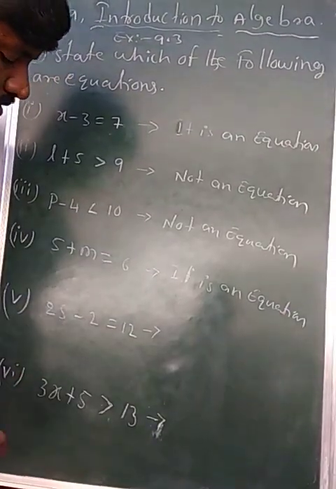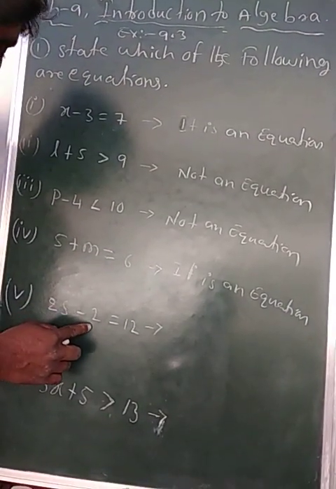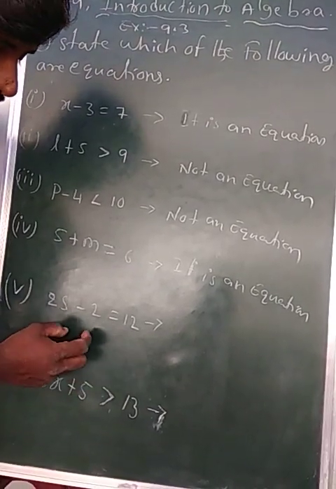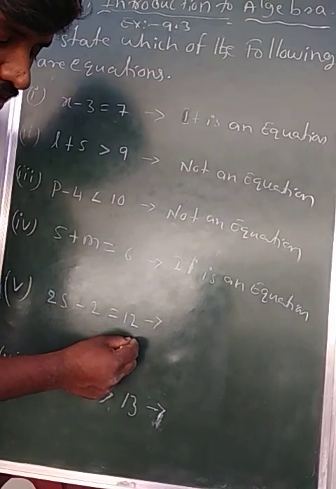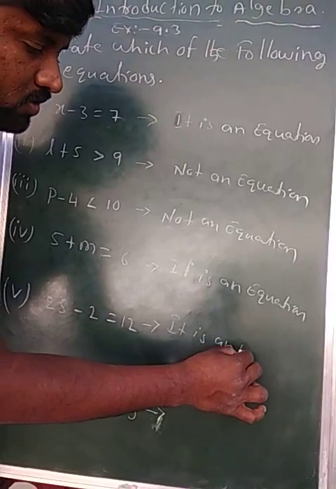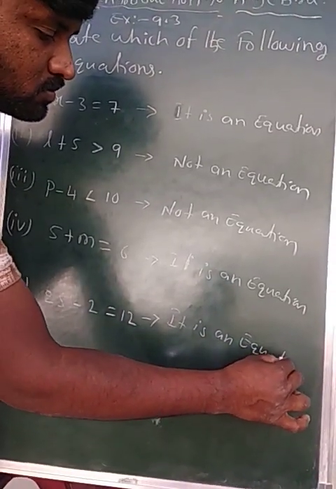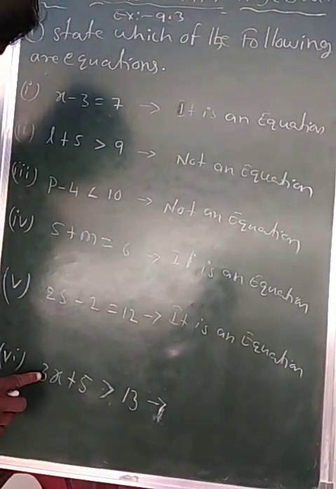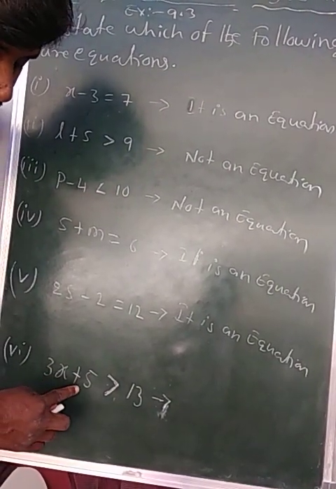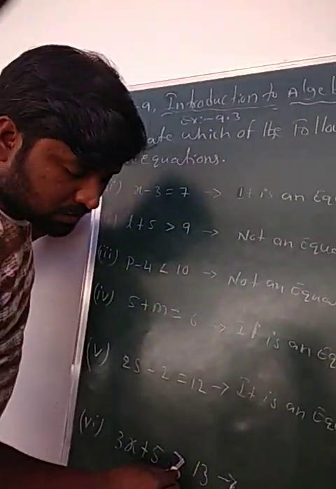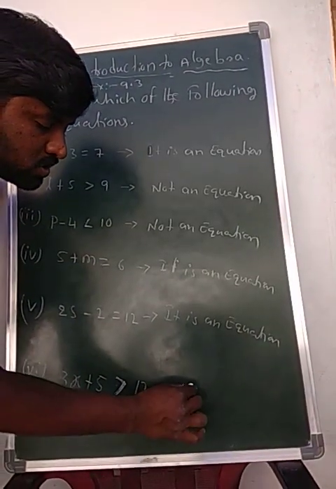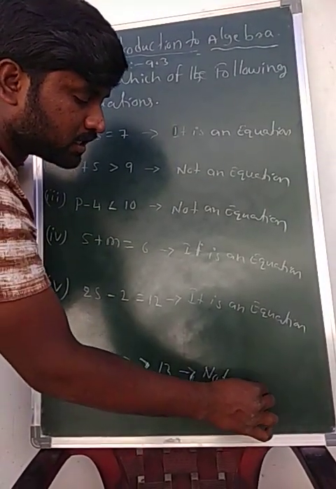Next, 2s minus 2 is equal to 12. So LHS part is equal to RHS. So it is an equation. Next, 3x plus 5 greater than 13. Clearly the LHS part is not equal to the RHS part. So that's why it is not an equation.